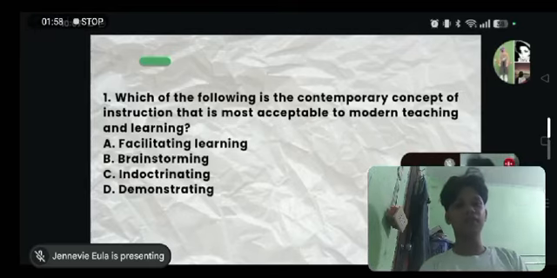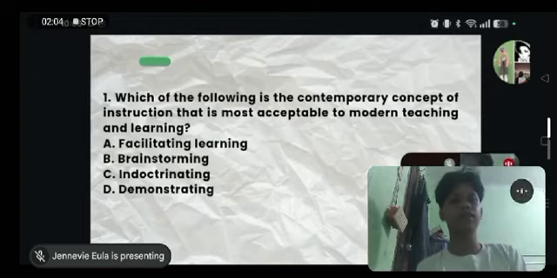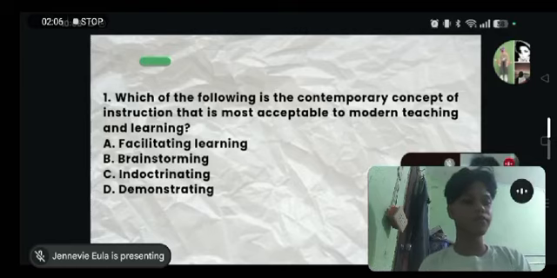So, in modern education, the teacher's role is to facilitate learning rather than simply deliver information in learner-centered teaching. The teacher guides students in discovering knowledge and developing their skills.